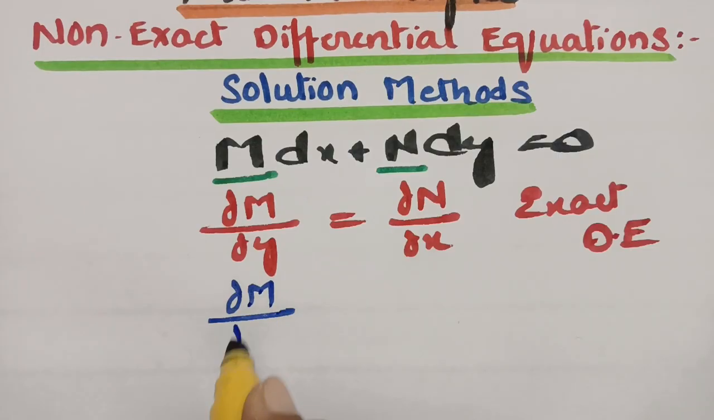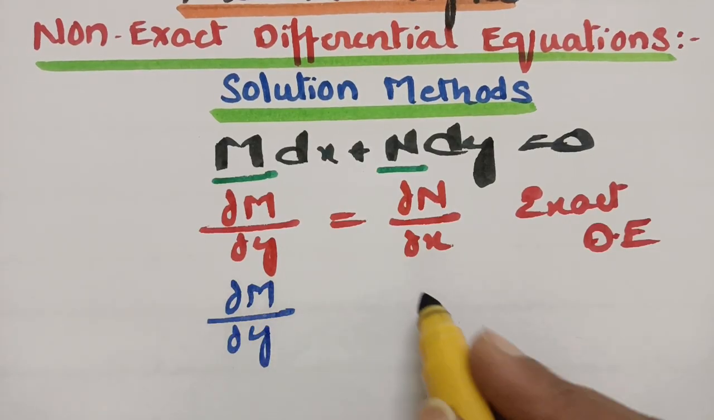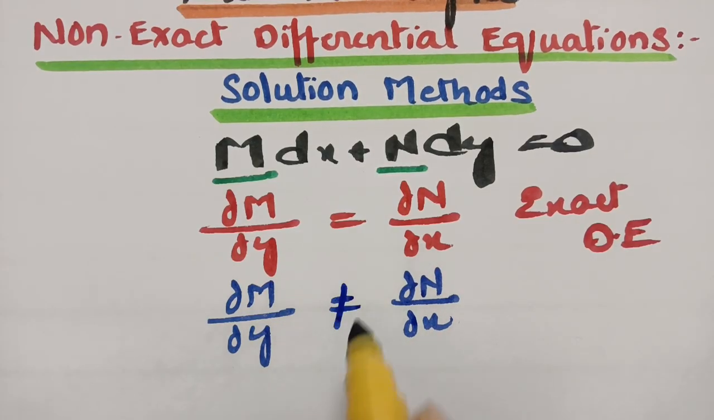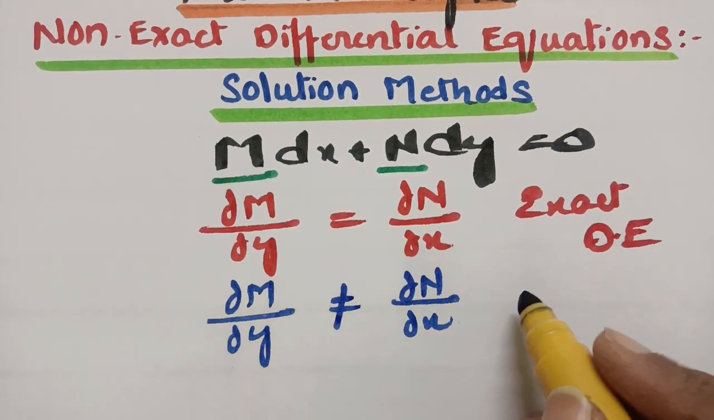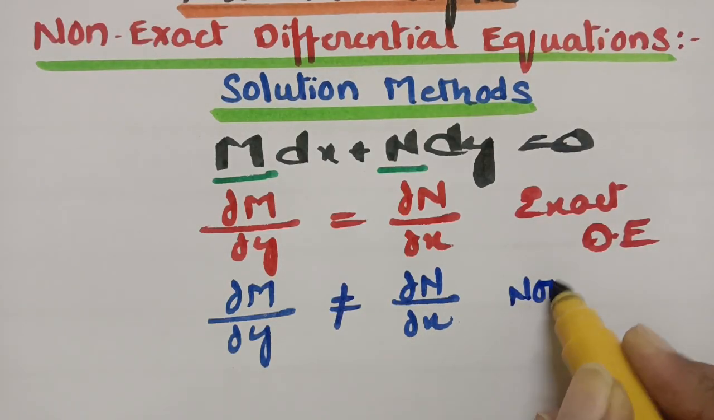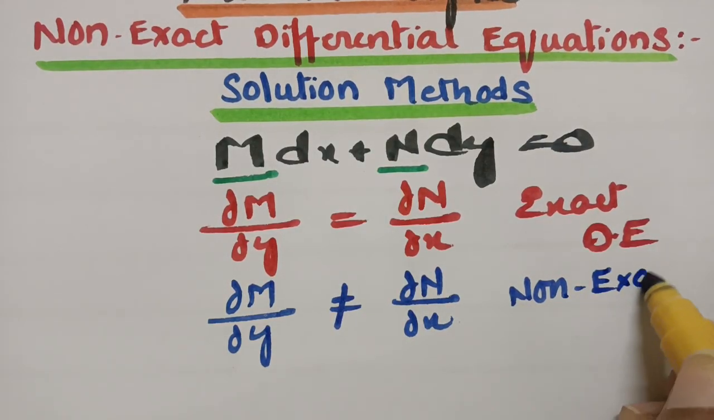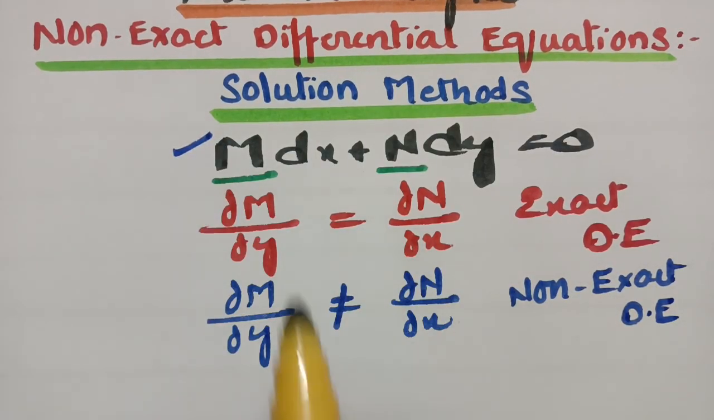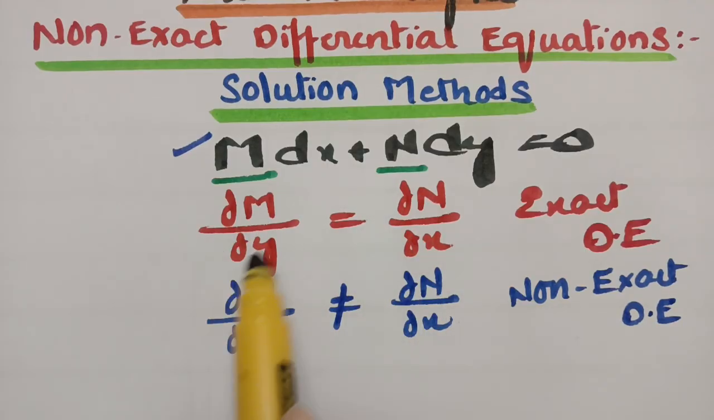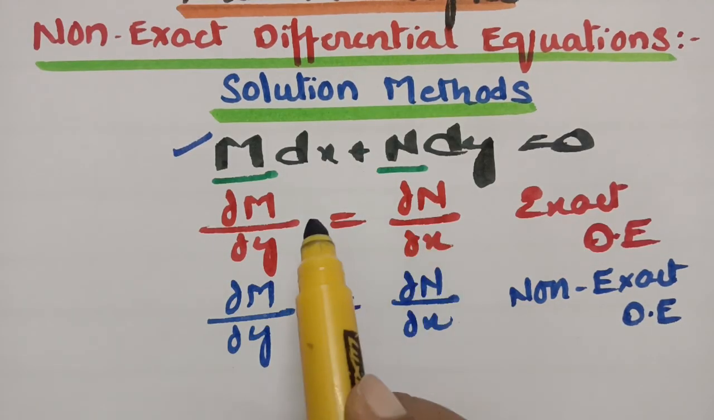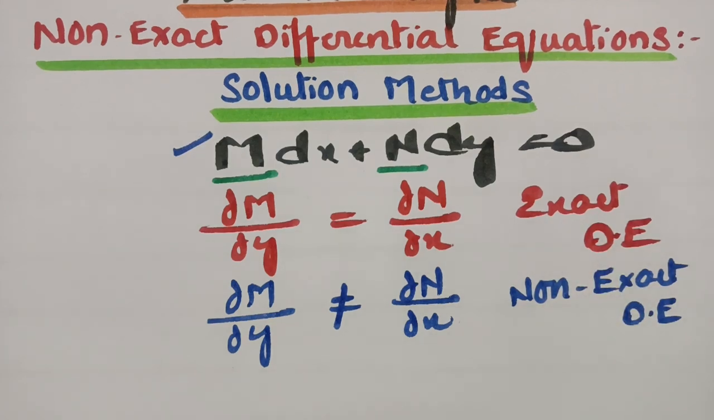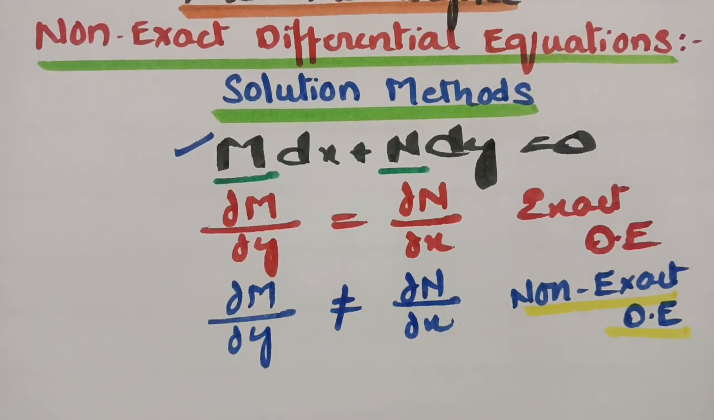If I make a derivative with respect to y for M and a derivative with respect to x for N, and both the values are not equal, then we say that the differential equation is non-exact. So if you pick M and N and calculate ∂M/∂y and ∂N/∂x, if both are equal it is an exact differential equation, and if both are not equal it is a non-exact differential equation.